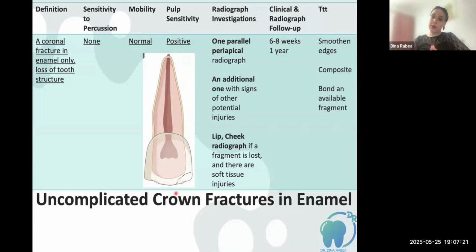Clinical and radiographic follow-up. We might need to do some clinical and radiographic follow-up, maybe after 6 to 8 weeks for the first time, and after 1 year to make sure everything's going okay.